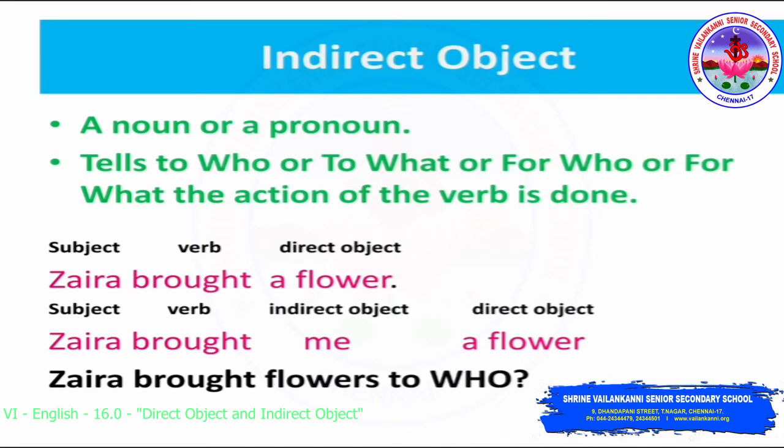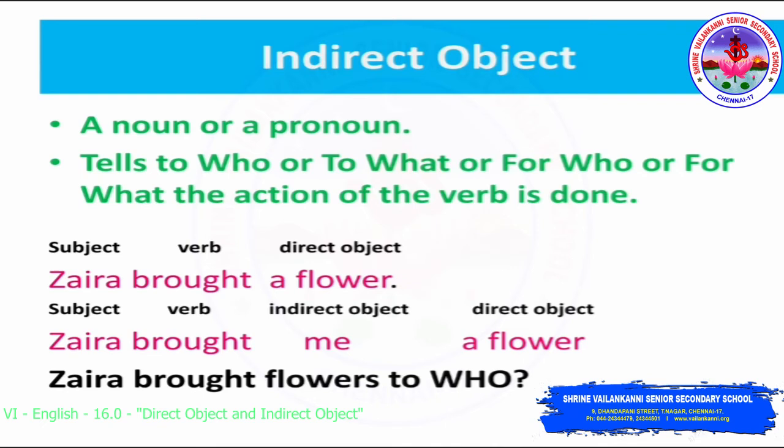Zaira bought a flower. So, we all know the answer. Zaira is the subject, bought is the verb, and what did Zaira buy? A flower. So, that is your direct object. Coming to the next sentence, Zaira bought me a flower. So, Zaira is the subject, bought is a verb, me is an indirect object, a flower is a direct object.